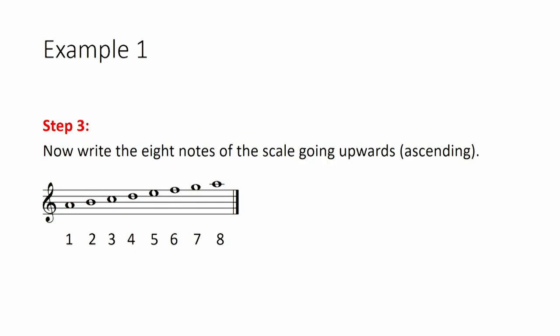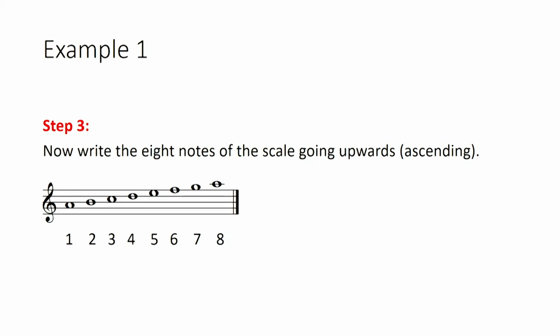You'll see that in the picture that I've given you, A is in the second space, and we need to make sure that we write all of the 8 notes of the scale. A, B, C, D, E, F, G, A. The first note must always be repeated an octave higher at the end of the scale so that you've got 8 notes. Now the question asked us not to include the key signature.